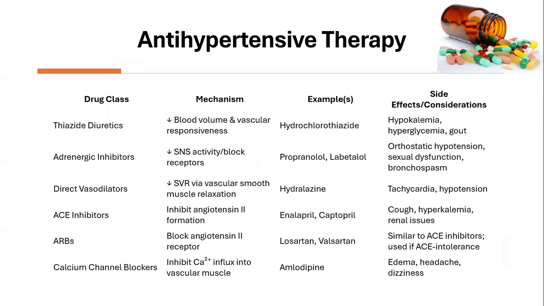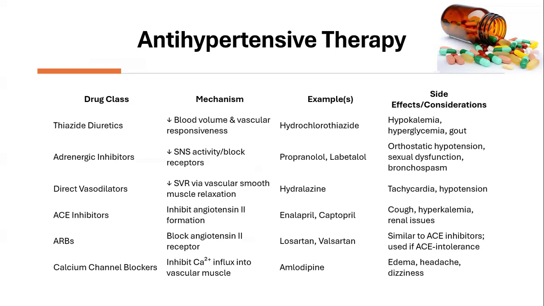Okay, here is the main therapy for hypertension. These are the common drugs that are used for patients with hypertension. They can be used as a single drug or maybe in combination. It depends on the patient condition, of course. There are six main drug classes, and you can see in this table the mechanism, how it works in the body, and also the examples of the drugs and the possible side effects or considerations that you need to understand when the patient is taking these medications.